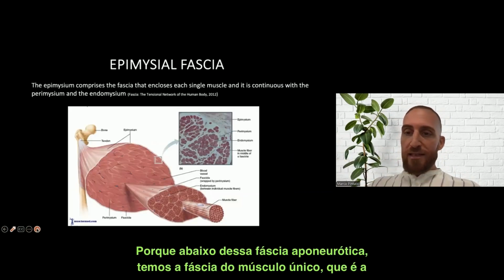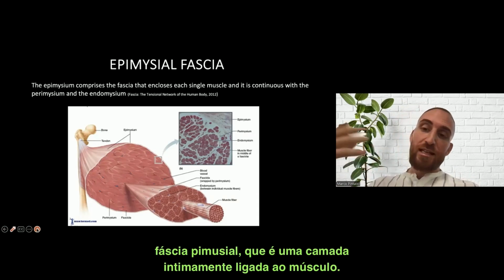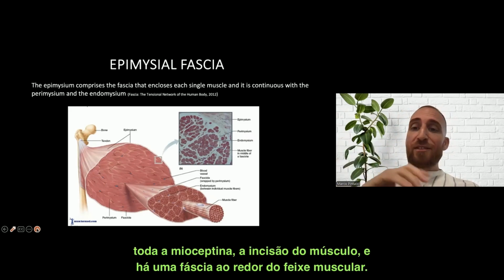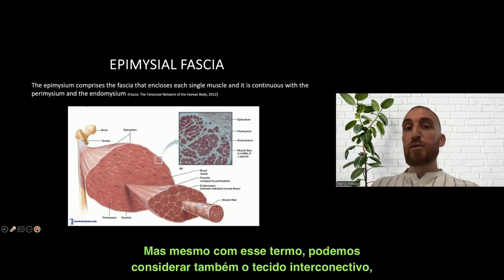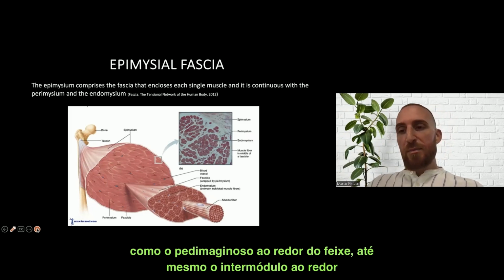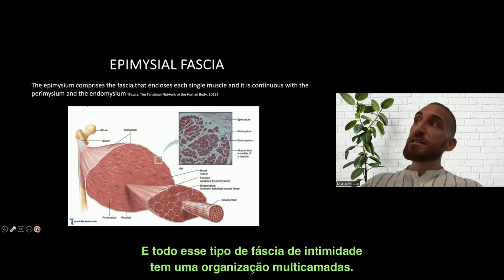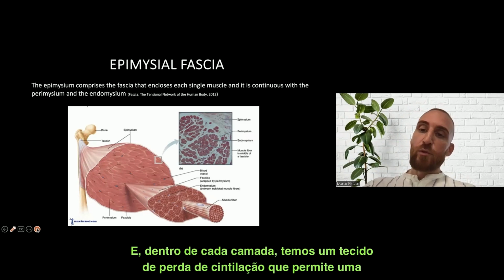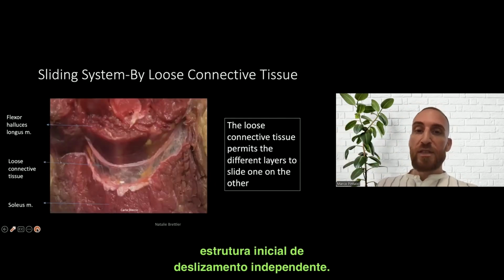This aponeurotic fascia is like a large tendon that creates insertions with different muscles. Below it, we have the fascia of the single muscle, the epimysial fascia, a layer that is intimately connected with the muscle. Even dissecting it is quite difficult because you have to cut all the myoseptum, the insertions of the muscle. It surrounds the bundle of muscle. With this term, we can also consider the intramuscular connective tissues, such as the perimysium that surrounds the bundle, and the endomysium that surrounds the single muscular fiber. All these types of epimysial fascia have a multi-layer organization, and within each layer we have loose connective tissue that allows independent gliding.